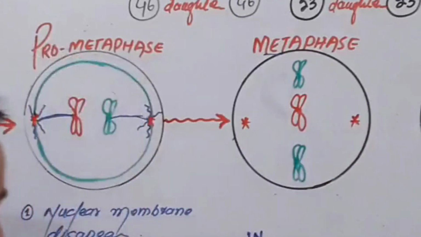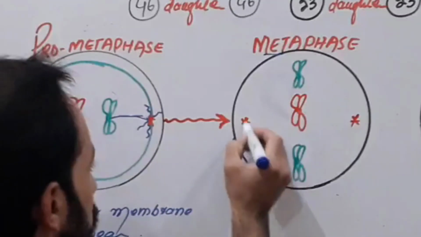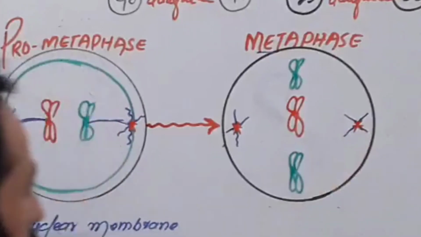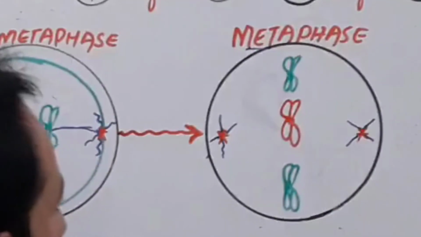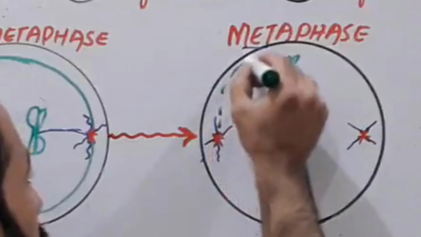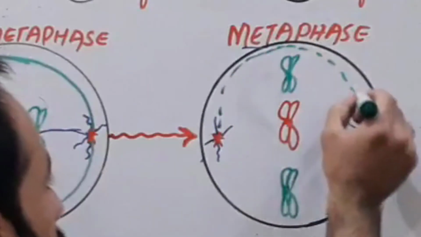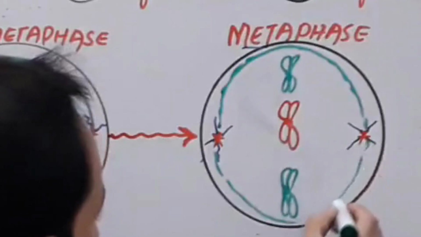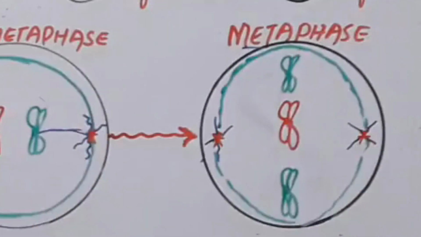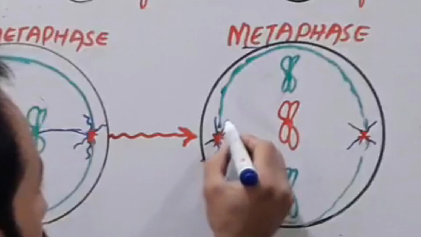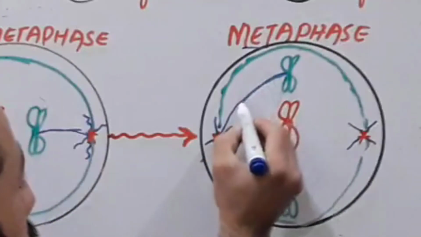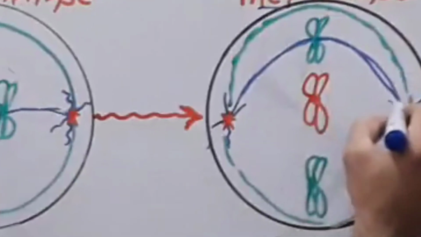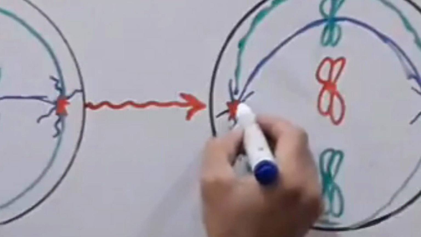And friends, these are our centrioles. Done. Then from centrioles there were astral fibers, and then there were polar fibers which were present in the opposite poles. Then these are our polar fibers, and then there were the third type of fibers which were attaching to the chromosomes on their centromere. Done.